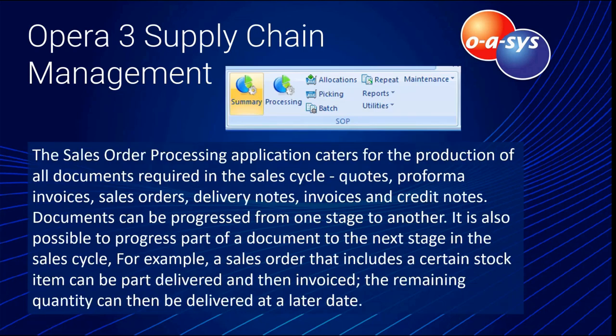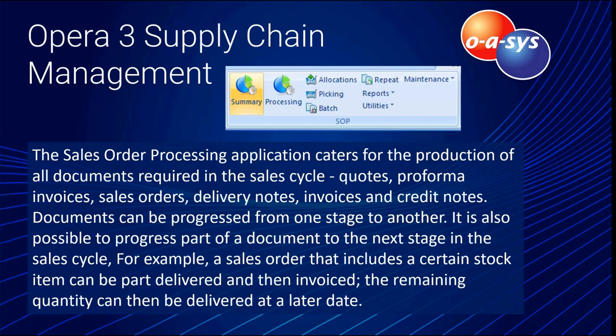The sales order processing application is the area that caters for the production of all the documents that are required in the sales cycle. So here we look at things like quotes, pro formas, invoices, sales orders, delivery notes, invoices and credit notes. So you can recognize that as the process that you might follow. Documents can be progressed from one stage to another, and it's also possible to progress part of a document to the next stage in the sales cycle.